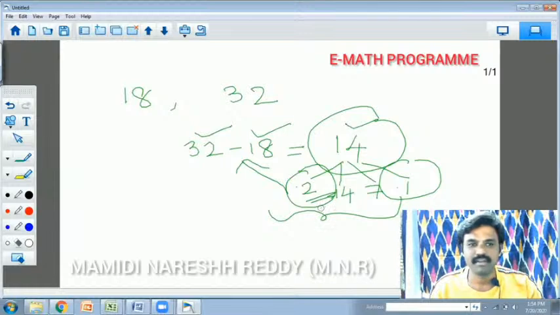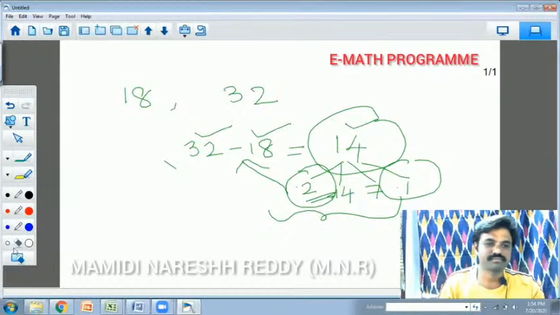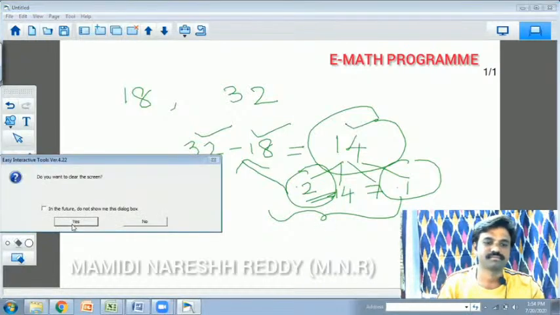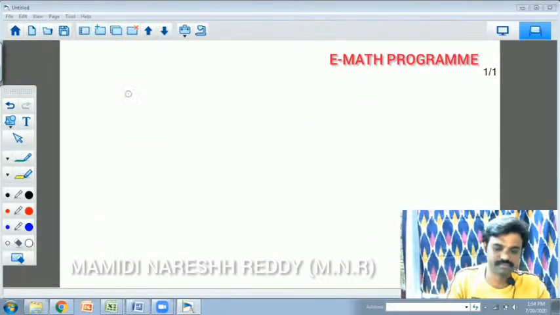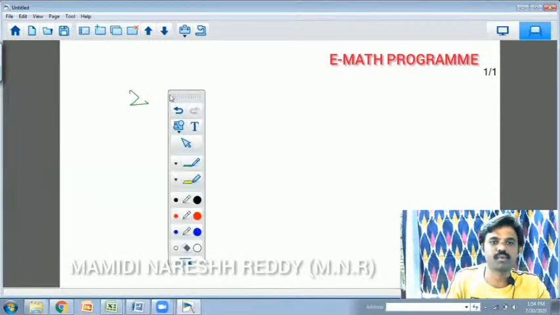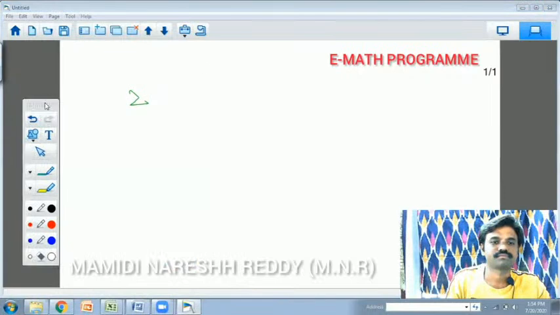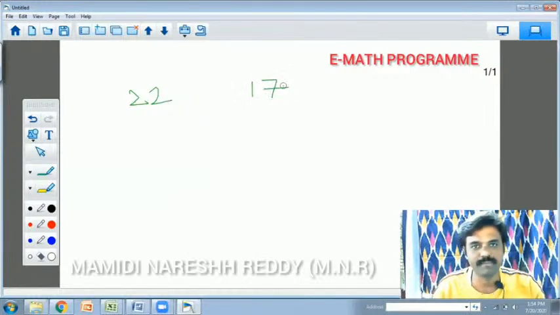Got the point? Now let us take one more example. I am taking, for example, 22 and 17. What is the difference between 22 and 17?